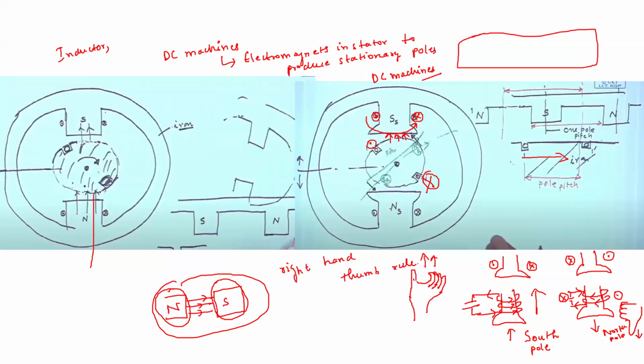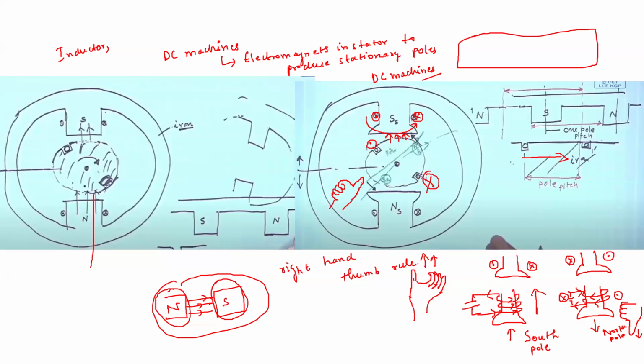Now coming to the rotor, in a similar fashion, here we have a cross and here we have a dot. Now if you apply your right hand thumb rule, if you curl your four fingers in the direction entering the plane and coming out from this direction, your four fingers will be something like this, and then your thumb will be like this.